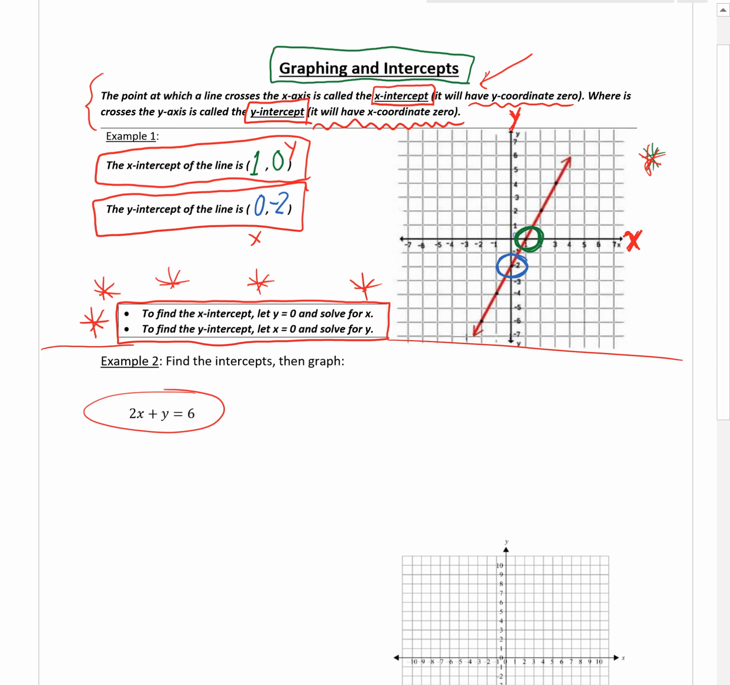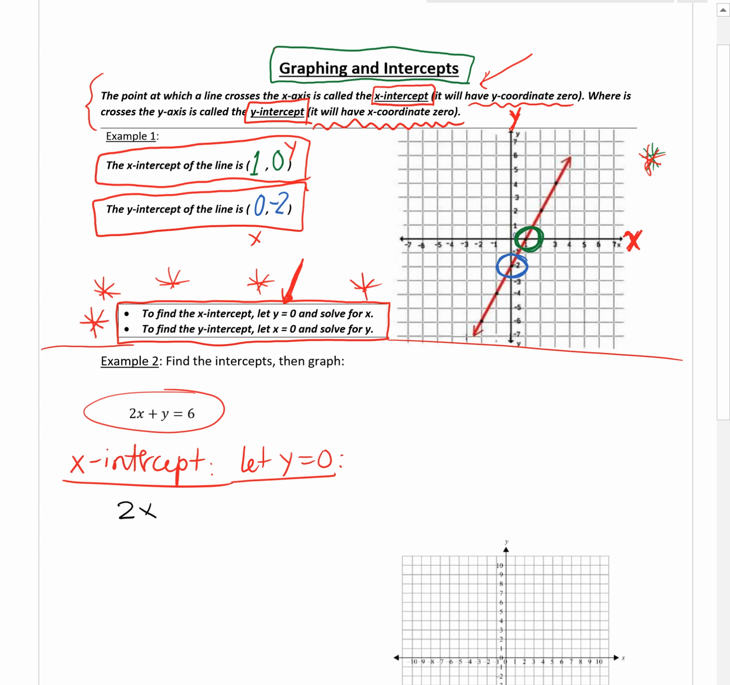It's okay, let's try to do that. It says, to find the x-intercept, let's make that our first goal here. X-intercept. As it says in this box here, we're going to let y equal 0 and solve for x. So let's see how that goes.